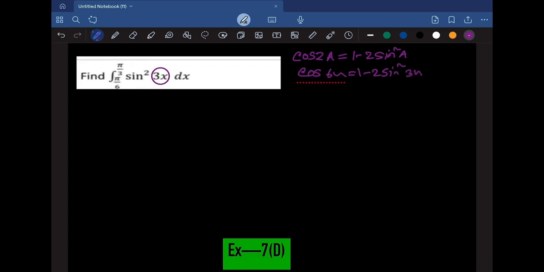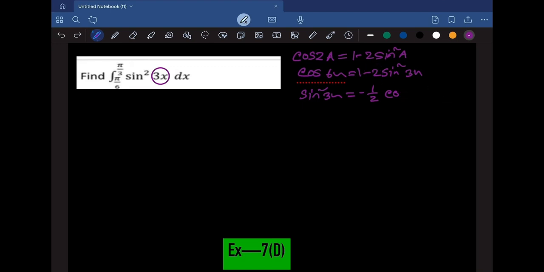We have replaced them. Now if we make sin squared 3x the subject, it becomes minus half cos 6x plus half. Hopefully you guys have understood it, because we have written cos 6x plus 1 and then we have divided with minus 2. When we have divided with minus 2, it becomes minus half cos 6x plus half.